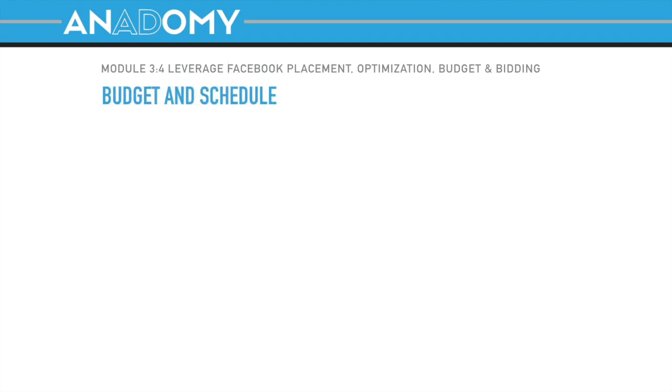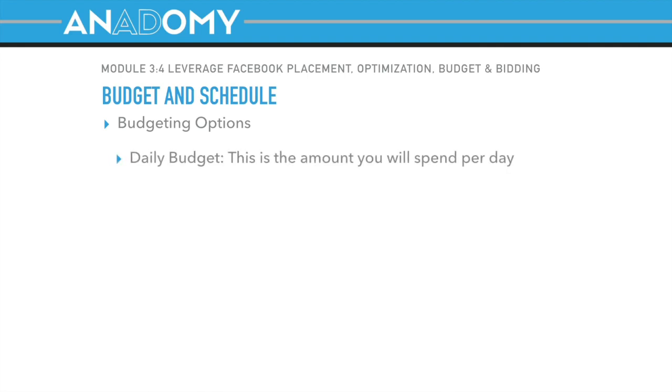The second thing we'll be talking about is budgeting and scheduling. Now, you do have various budgeting options. First of all, you'll have daily budget. This is by default selected when you create your ad. And it's pretty straightforward. This is the amount that you intend to spend per day. Now, unless you have a really terrible ad or you have a really highly competitive niche, you will spend this daily budget every single day.